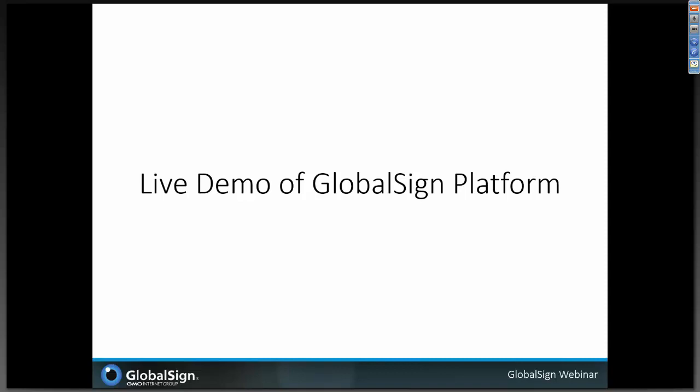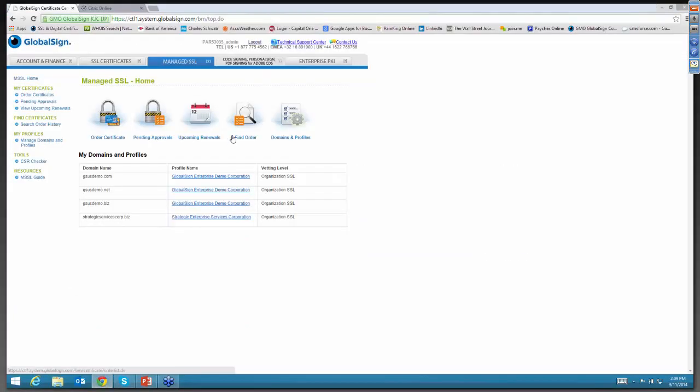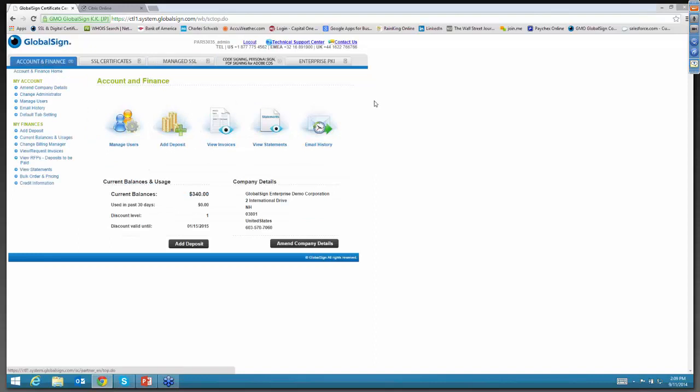With that, I'm going to jump over to an instance of our GlobalSign Certificate Center. You can see here that we have a multi-tabbed interface. We refer to this as the one-stop PKI shop, if you will. You can buy any type of digital certificate that your organization might need from one singular place.